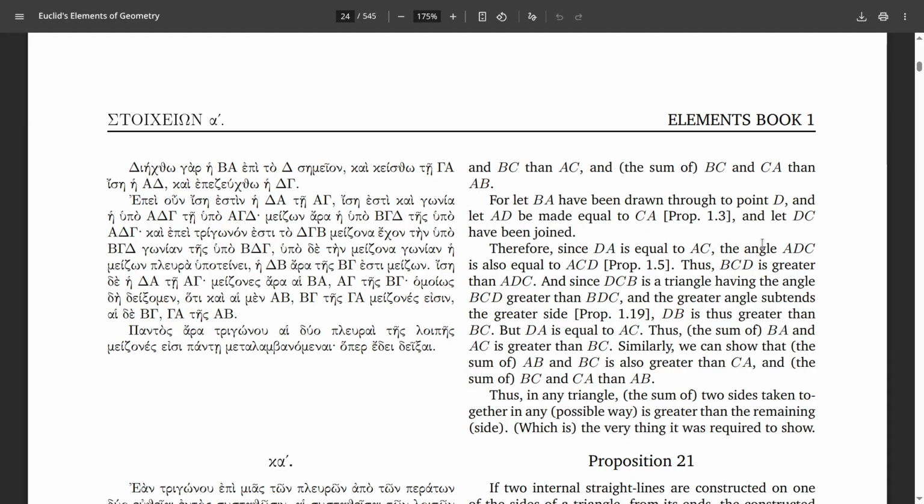I mean, BCD and DCB are the same angle. So I don't understand what is trying to be said there. And the greater angle subtends the greater side, DV. Okay. Thus it is greater than BC, which is true.